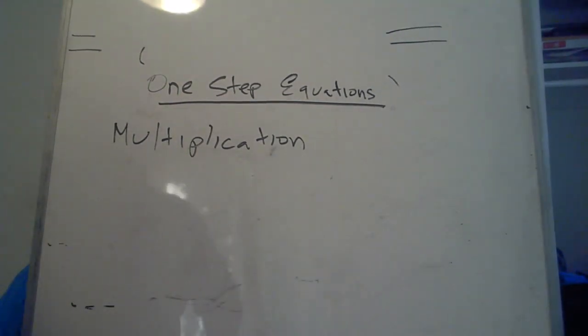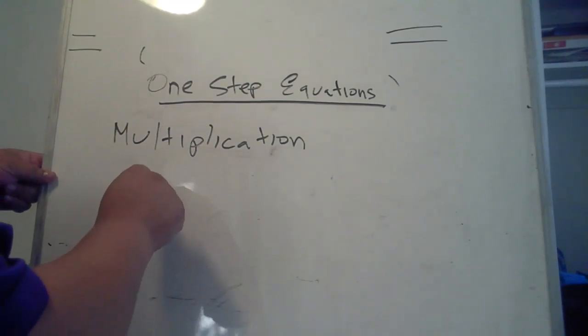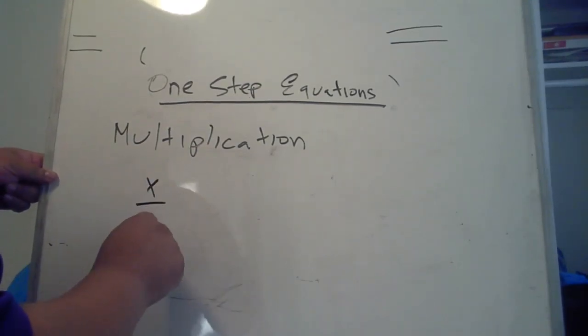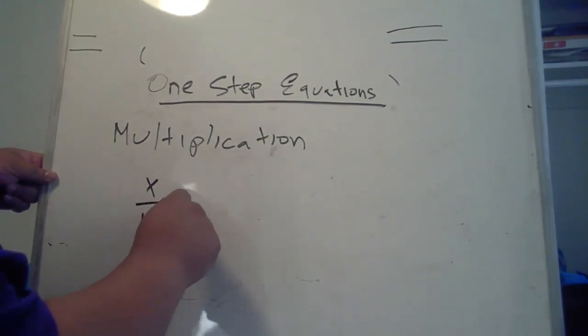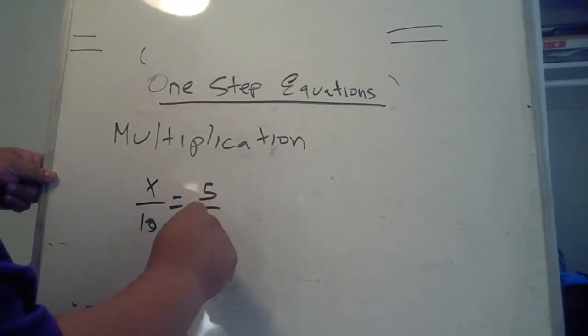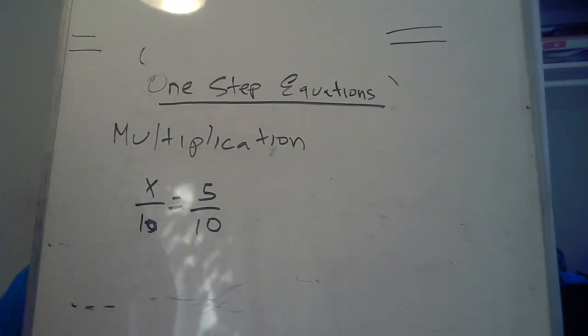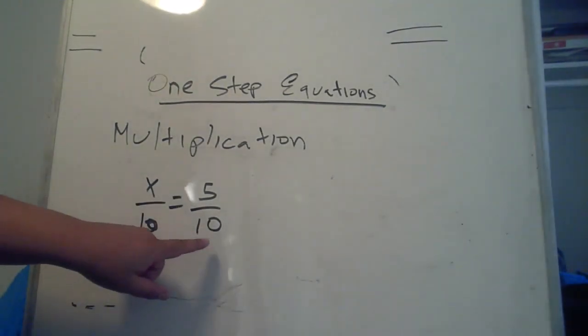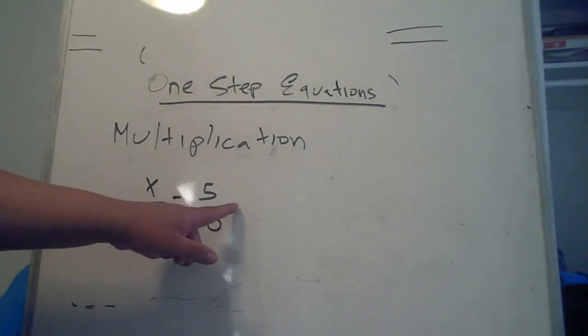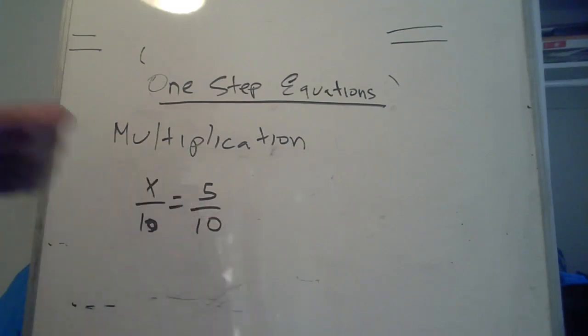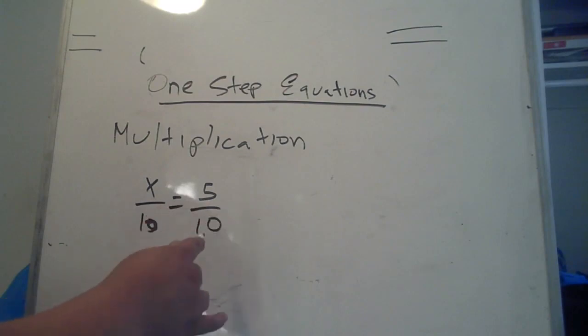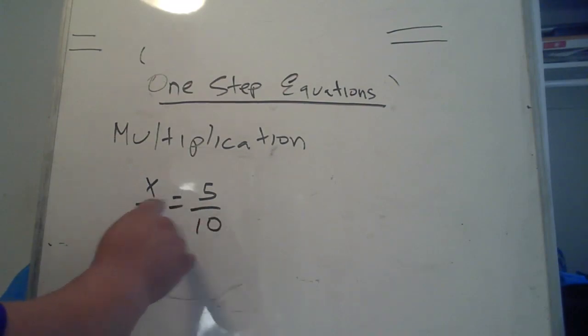Now we're going to look at another multiplication problem that sometimes appears, something that looks like this: x over 10 equals 5 over 10. In this case, the only difference is that this one is a fraction, and the other times it was a constant, just one number by itself. But it works the same way. Before it was an integer, now it's a fraction.